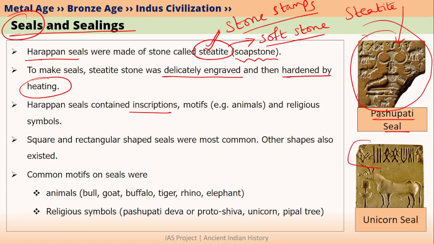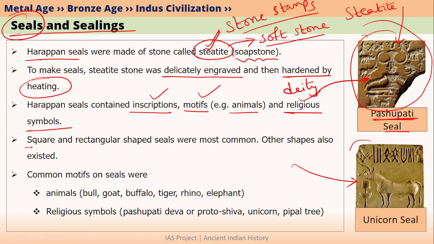For example, you can see inscriptions here. They were written in Harappan script. They also engraved motifs like animals. So you can see a unicorn here. Moreover, they also engraved religious symbols. For example, you can see a deity here, a god. This deity is assumed to be Pashupati or Proto-Shiva. So Harappan seals basically contained inscriptions, motifs as well as religious symbols.